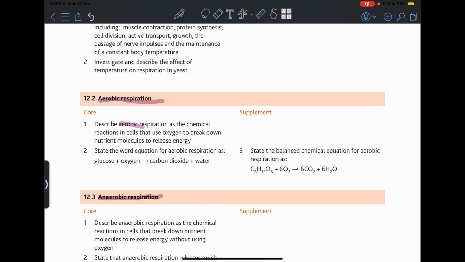So, over here you also have to be able to define this. This is a definition, and you also have to understand it. Now, what is more important is that you have to know the word equation for aerobic respiration: glucose plus oxygen, which produces carbon dioxide and water.